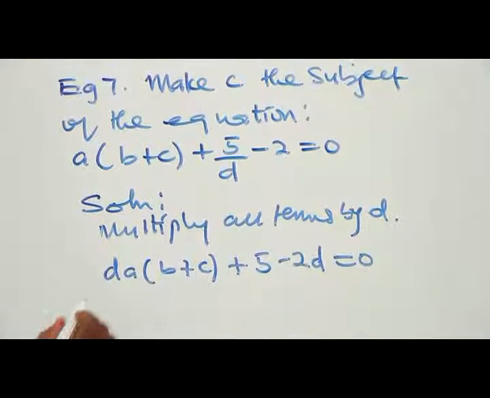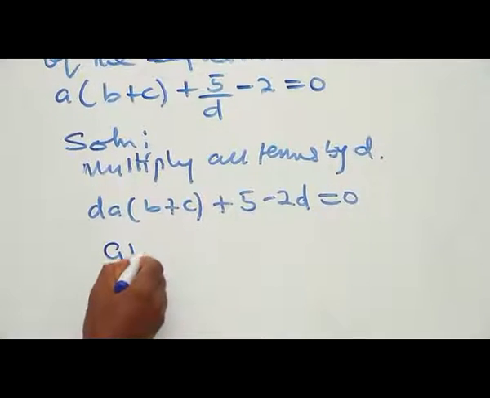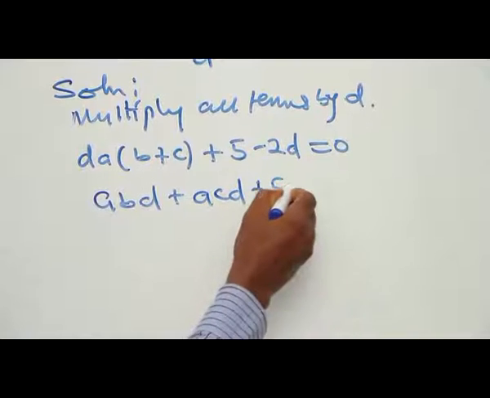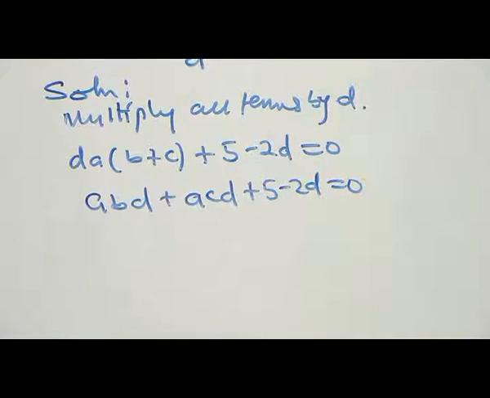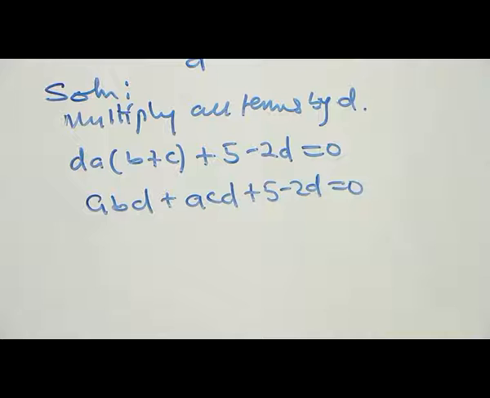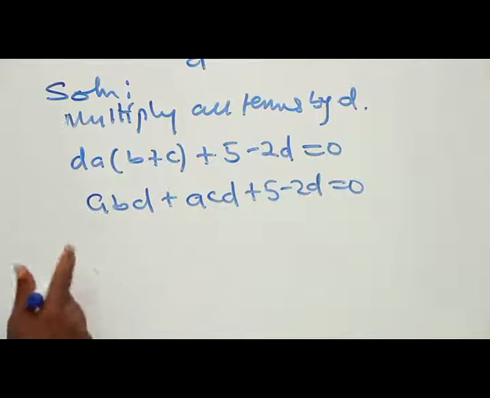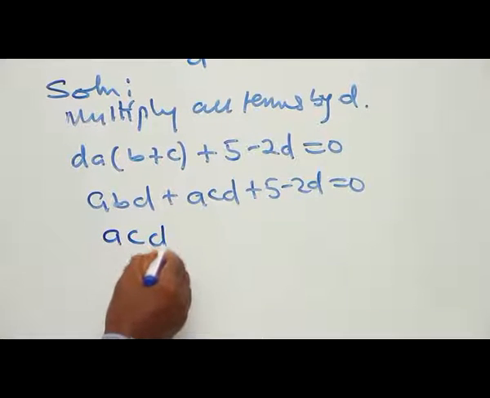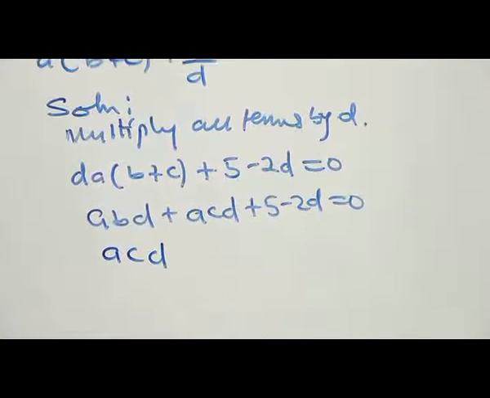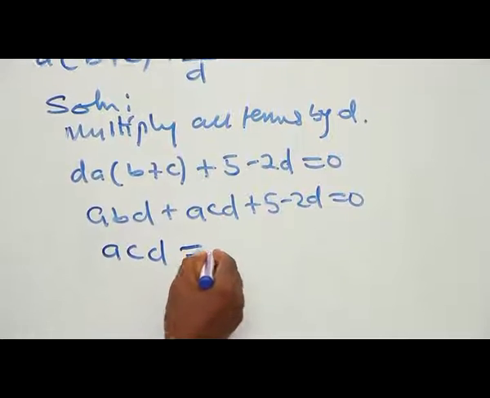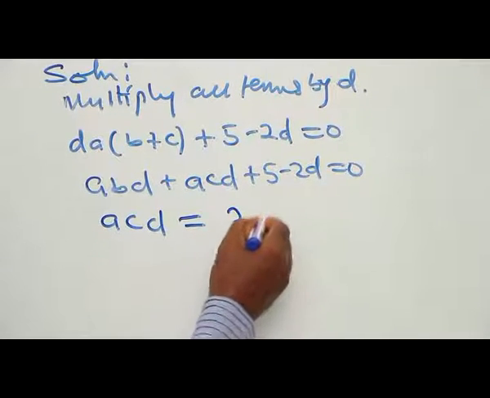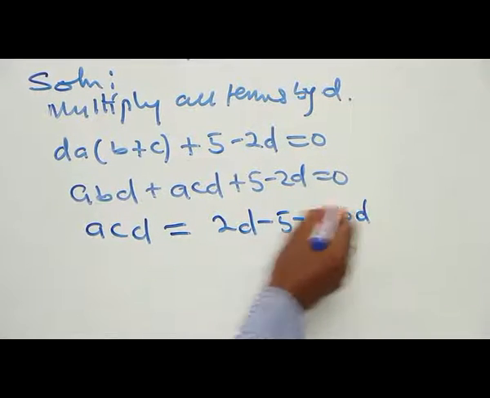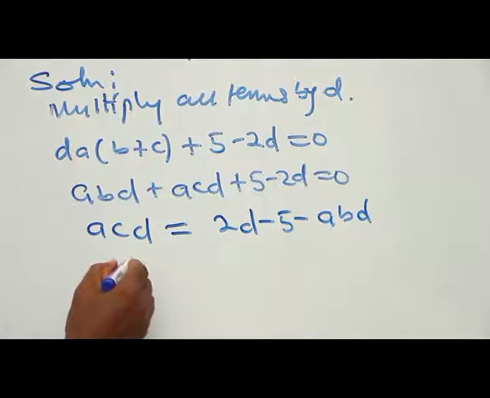Now, we open up the brackets. So this will give us ABD and then plus ACD and then plus 5 minus 2D equal to 0. Recall that we are making C the subject of the formula. So bring every term that has a C together, and the only term there is ACD. And then take the other terms to your right hand side. It will be equal to, starting with minus 2D, which becomes 2D, and then minus 5, and then minus ABD.